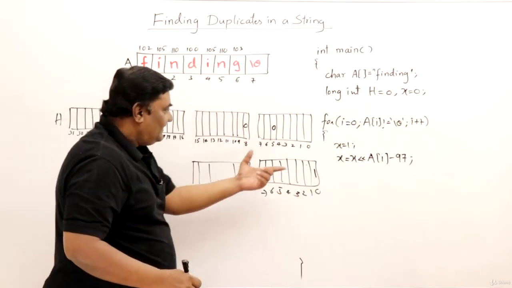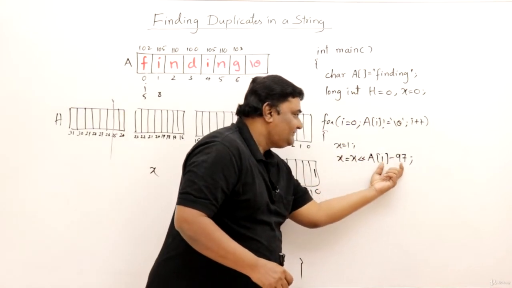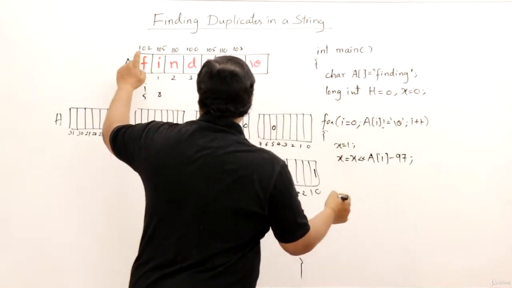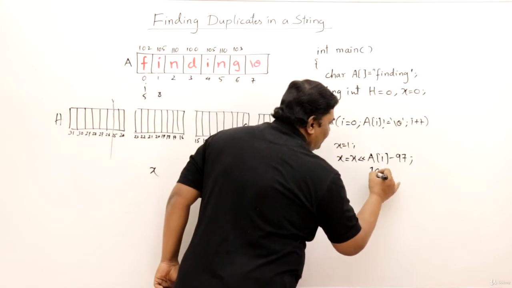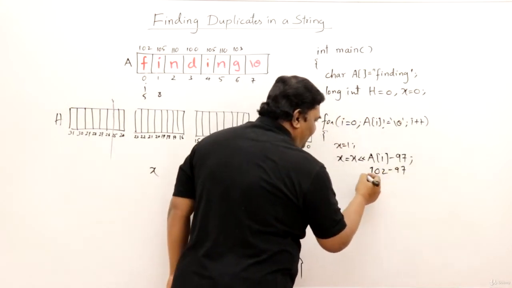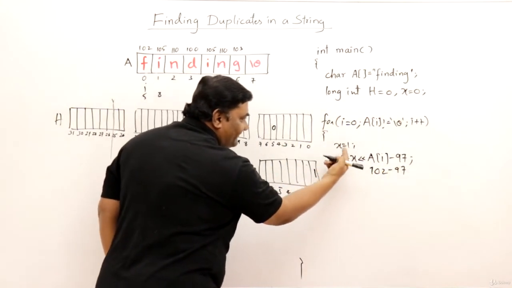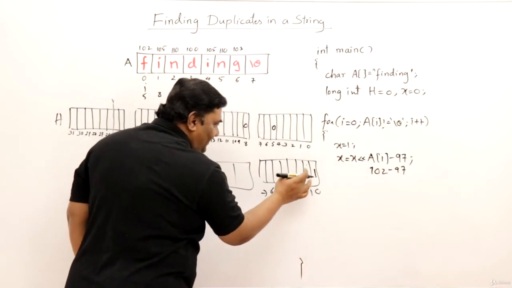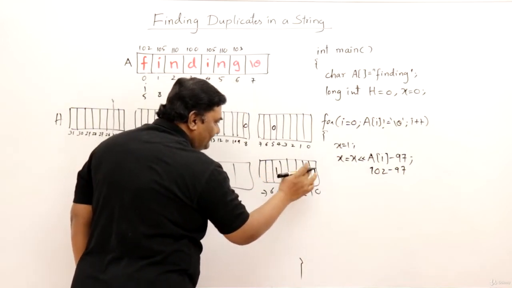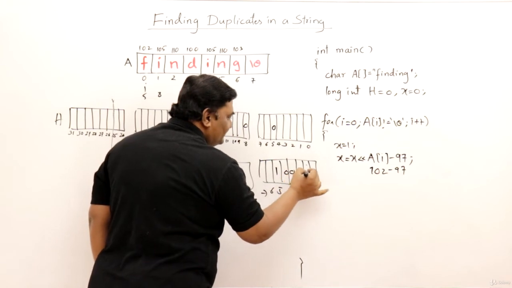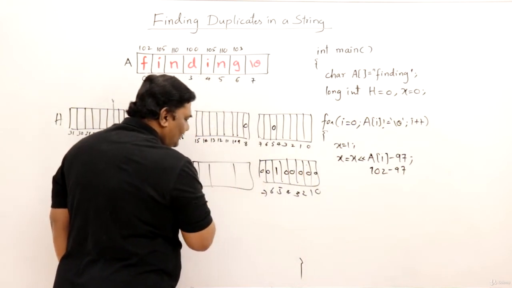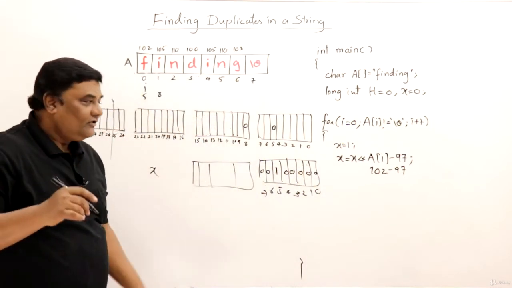Then left shift this x by that many times. So how much is it? Right now f is 102, so 102 minus 97 is 5. So it will shift this value 1 by 5 places: 1, 2, 3, 4, 5. So 1 comes here and all these are zeros, all are zeros. So I got 1 here.